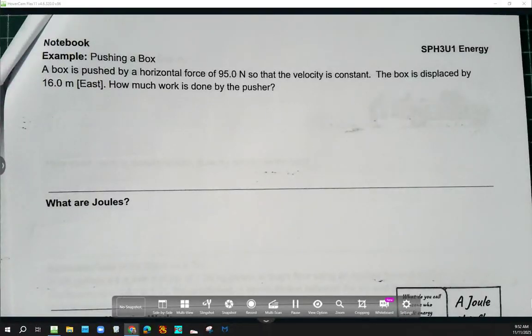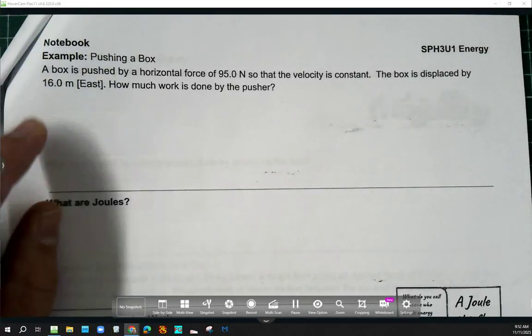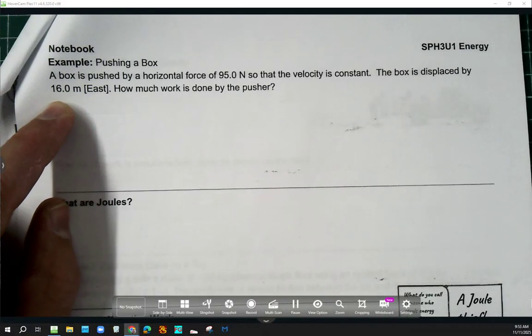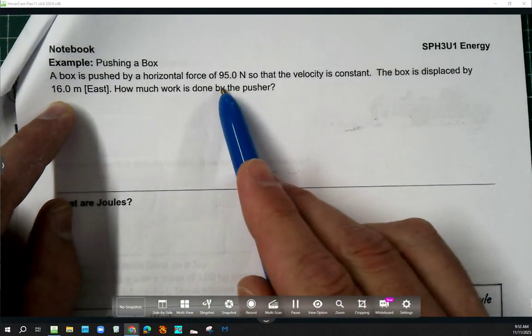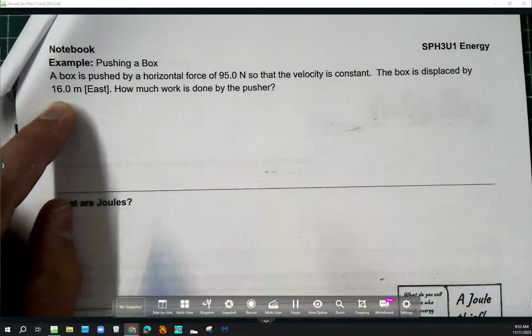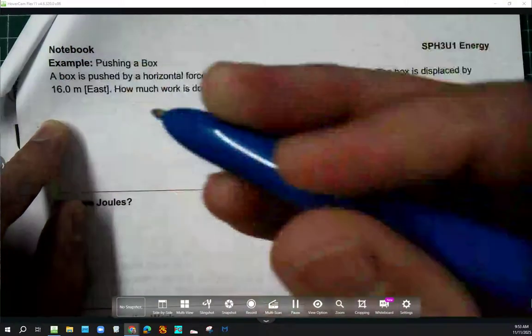We're talking about pushing boxes right now, I guess, and doing work. So last time we were talking about doing work, and how force and displacement and angles and things were involved in that. This time we've got a box that's being pushed along a horizontal surface by a force that's 95 newtons. So maybe I'll just take note of what I know.